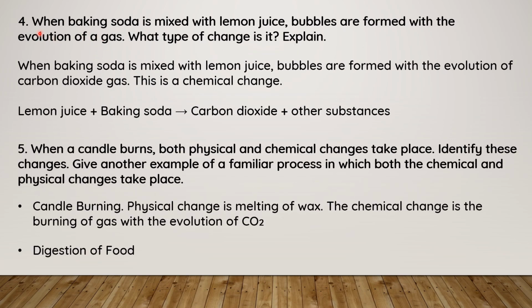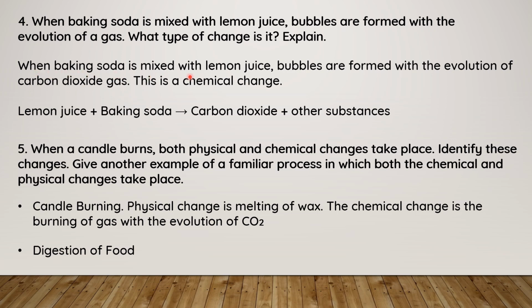Fourth question. When baking soda is mixed with lemon juice, bubbles are formed with the evolution of a gas. What type of change is it? Explain. You know that baking soda is a base and lemon juice is an acid. When acid and base react together, gas is formed and some other substances are also formed. So which gas is that? Carbon dioxide gas.